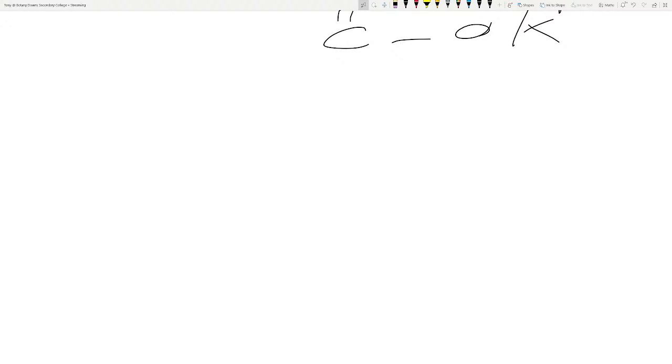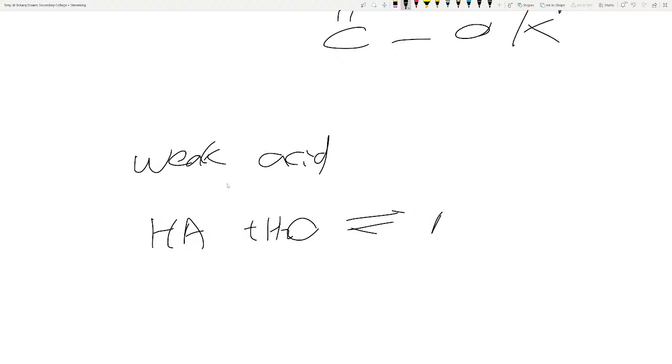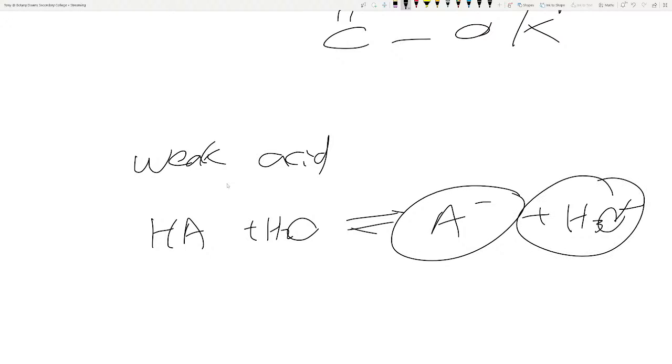Okay, how do you compare the conductivity of different solutions? The more ions they have, the higher the conductivity. So this is looking at weak acid. If you look at weak acid, like say HA plus water, partially dissociate into A minus plus H3O plus. This is a poor conductor because the free moving ion concentration is very, very low because it partially dissociates.